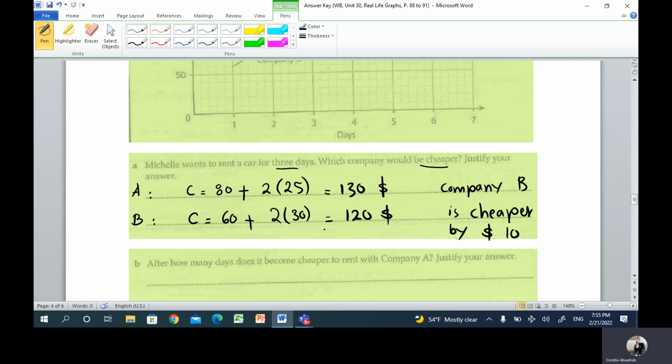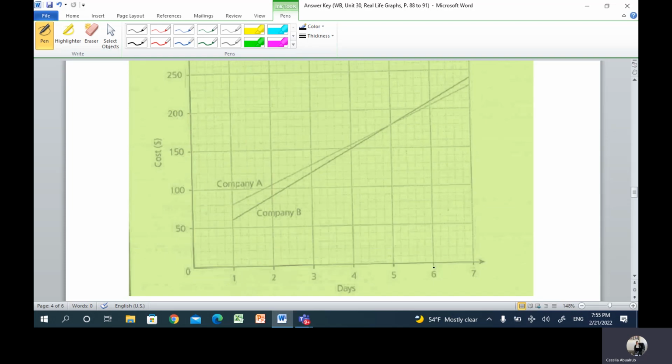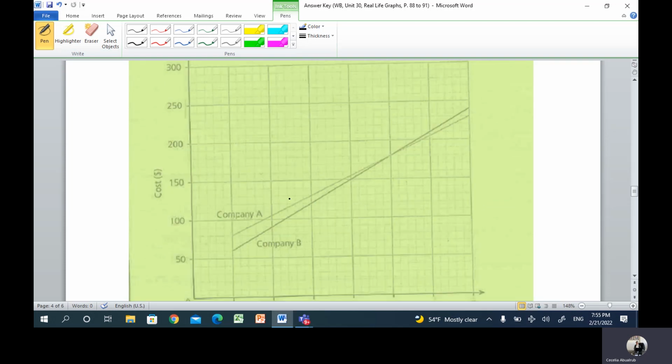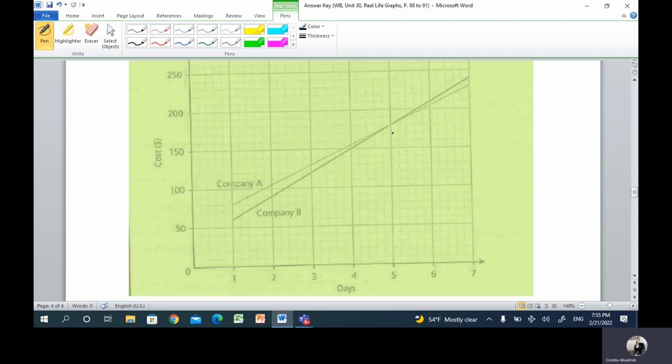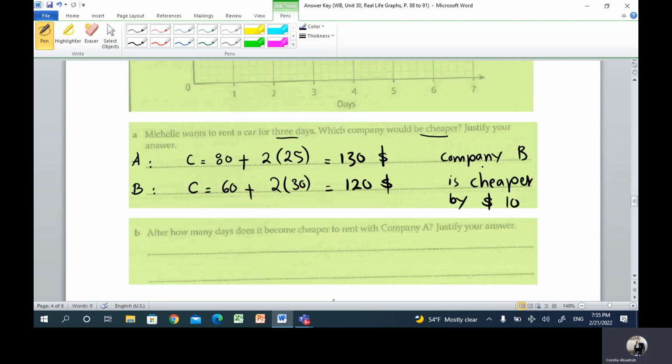Okay, so after how many days does it become cheaper to rent with company A? So as you can see in the graph here, this is company A and this is company B. One of the common mistakes that some people make is to say the 5th day. At the 5th day, the prices of both companies A and B are going to be the same. And there is no such thing as 5.5 days. So definitely after the 6th day.